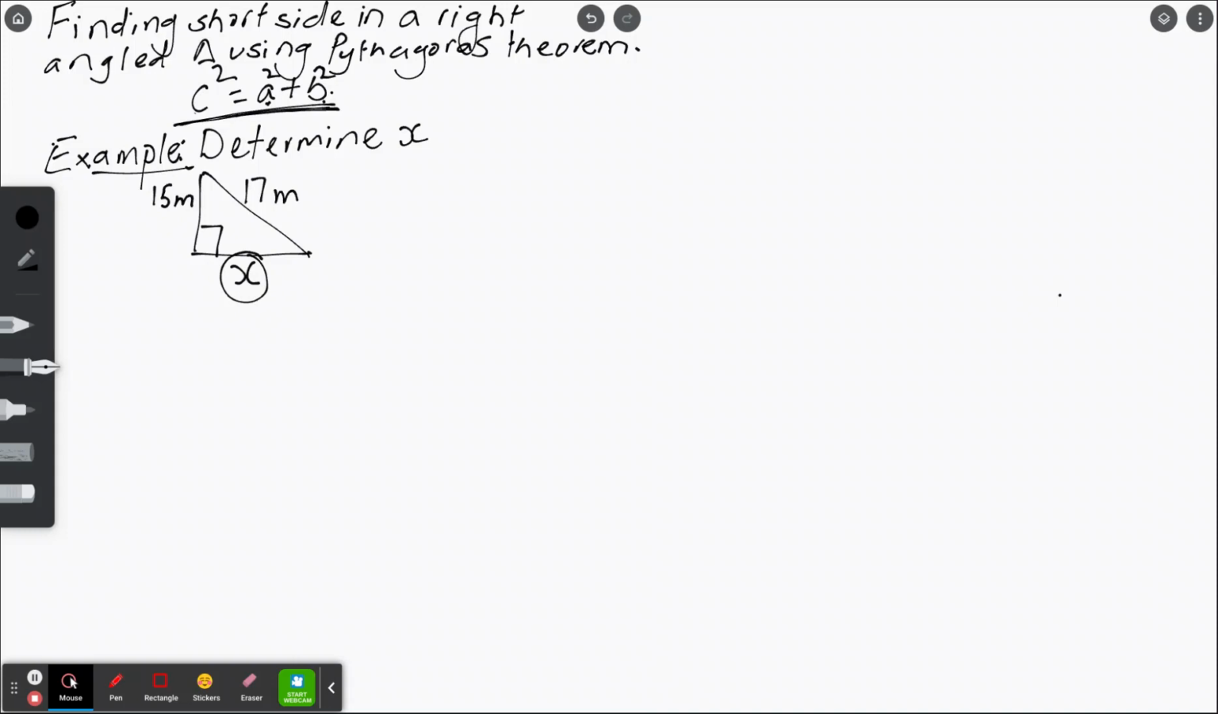Now, as you can see, in this right angled triangle, x is not opposite the right angle. It's not opposite the 90 degrees. So that clearly tells me that x has to be smaller than 17, because remember, according to the Pythagoras theorem, this diagonal or slant side in the right angled triangle is the longest side. It always is the longest side.